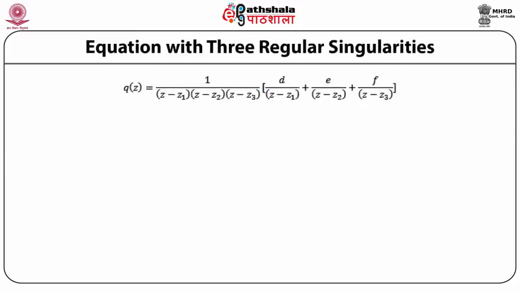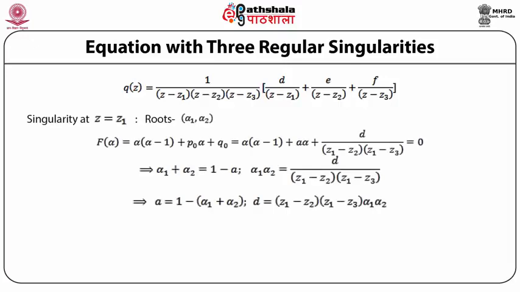Q(z) can be written as 1 by (z minus z1)(z minus z2)(z minus z3) multiplied by, within the brackets, d divided by (z minus z1) plus e divided by (z minus z2) plus f divided by (z minus z3), brackets close. These constants a, b, c and d, e, f are related to the exponents at the three regular singularities.